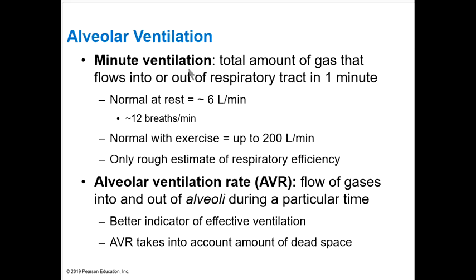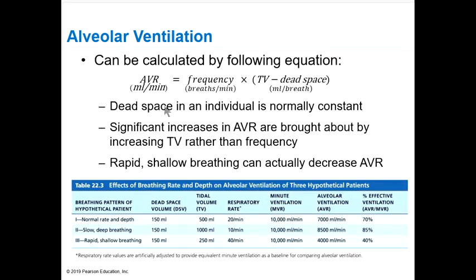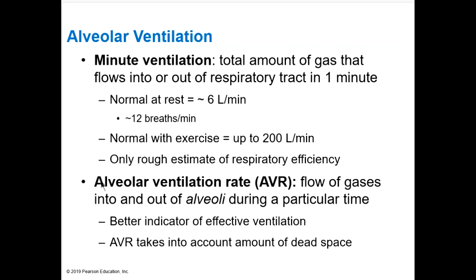There's minute ventilation, the amount of gas that flows into or out of our tract in a minute. Alveolar ventilation rate, flow of gases in and out of the alveoli during a particular time. So these rates can be measured against normal rates. And there's an equation to calculate AVR. I'm not going to go into this in any detail here, just as long as we understand what minute ventilation and alveolar ventilation rate are.